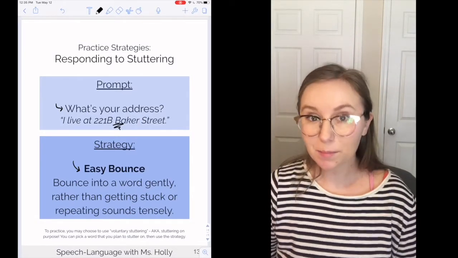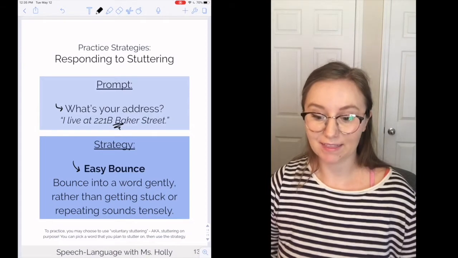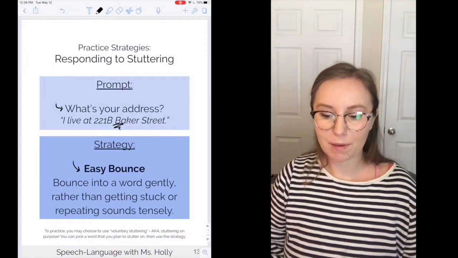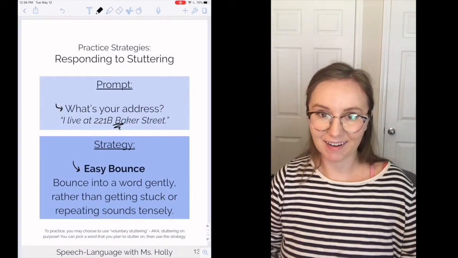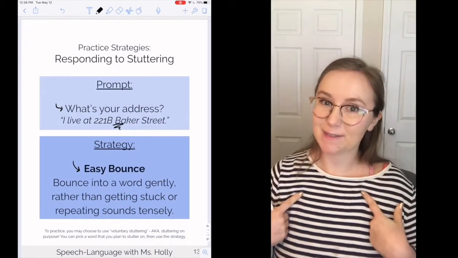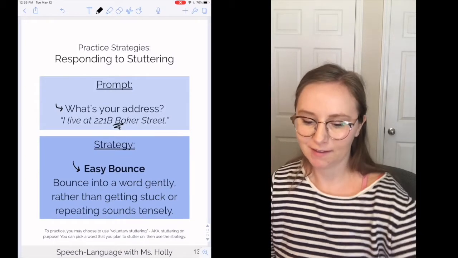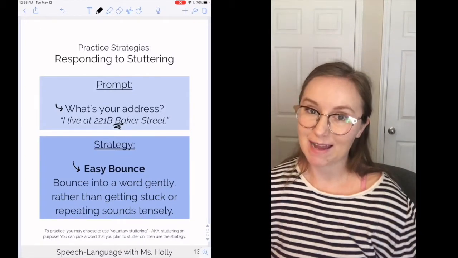All right, so that probably felt different than if I were to get really tense. I live at 221 Baker Street, right? Really, really tense. But if I chose to add an easy bounce in there, I kept it really light and moving forward. All right, you can try this with your address.